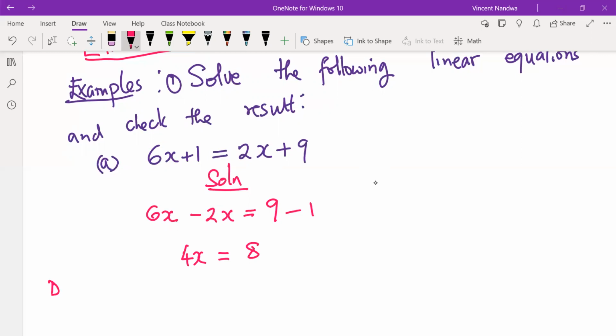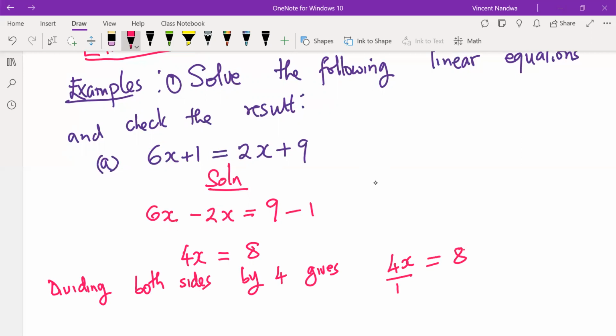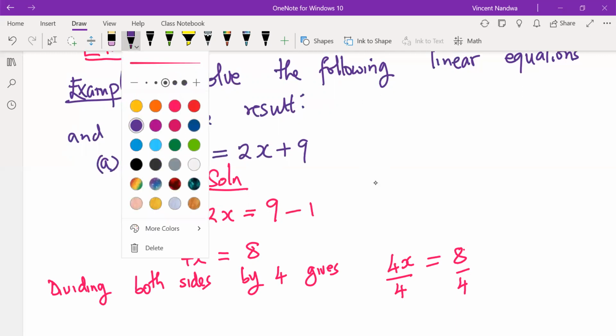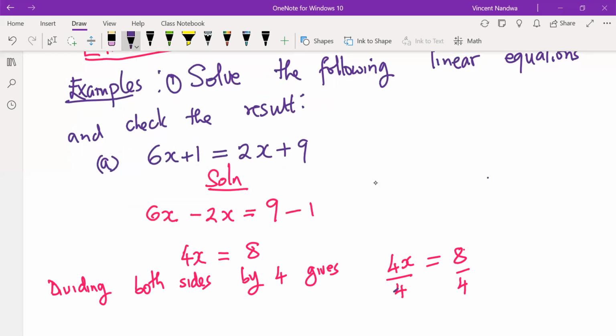So dividing both sides by 4 gives 4x, we divide by 4, we divide by 4, and clearly 4 and 4 cancel out. 4 divides 8 twice, so which implies x equals to 2. So that is part 1 of solving.